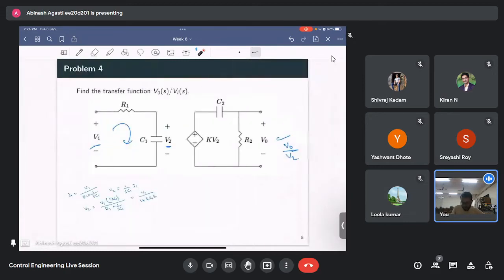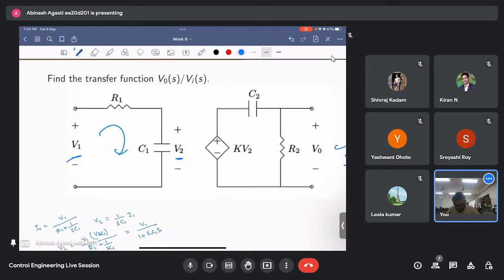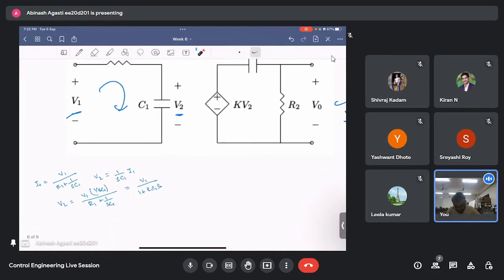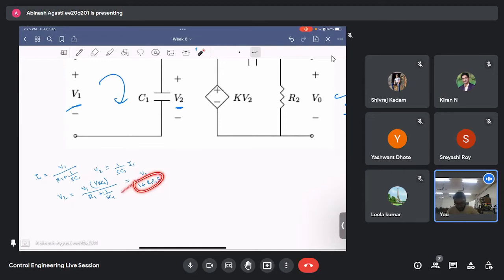So then we move on to this question. What we want to find out is the transfer function between V0 and V1. So for the left hand side, you can see that this is the current, and V2 can be found out as current into 1 by SC1, the impedance element. Then V2 by V1 can be found out as this transfer function.